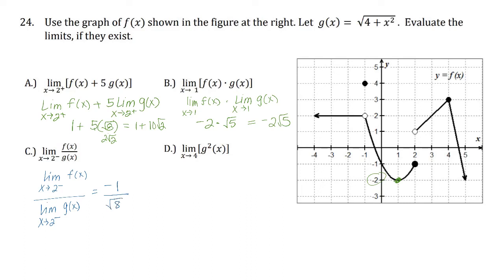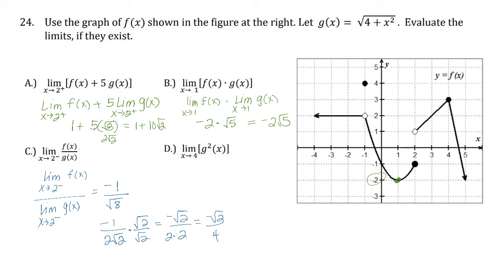And we're perfectly okay to leave it like this. You might rationalize it, but it's really not necessary. I'm going to go ahead and rationalize it because I think some people would want to see that rationalized. Multiply top and bottom by the square root of 2. So I'm going to have negative square root of 2 over 2 times 2. So negative square root of 2 over 4. But again, I would much rather you leave your answers as negative 1 over the square root of 8.